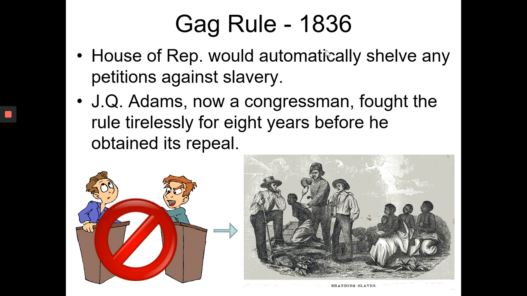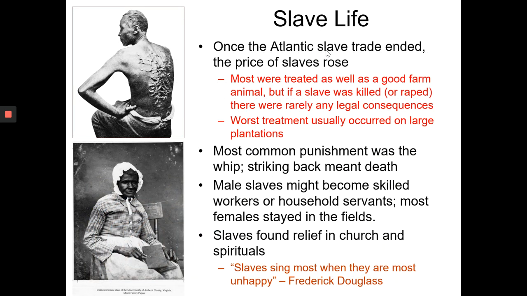There are certainly those who don't like this. You'll be getting more on that in a different PowerPoint. Those who try to bring it up in Congress, the House of Representatives makes a rule to just automatically not talk about slavery. There's this thought that if we just don't talk about the big problem, maybe it'll go away. That's not going to work out. Slave life is certainly not something you want.